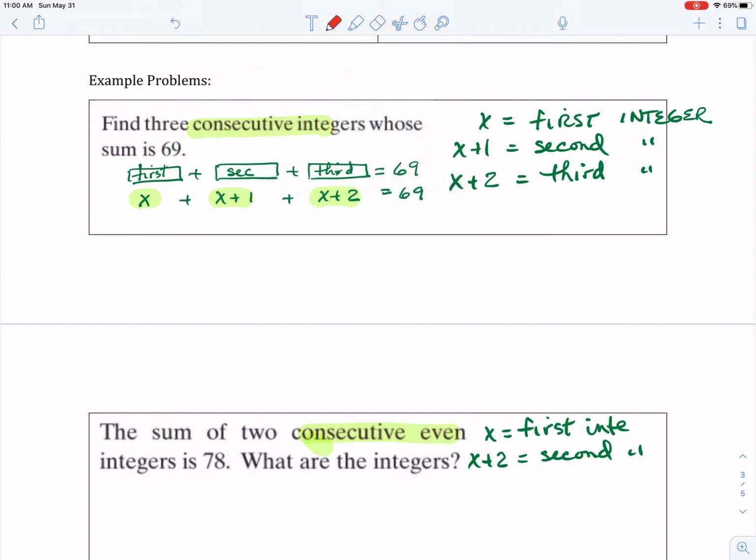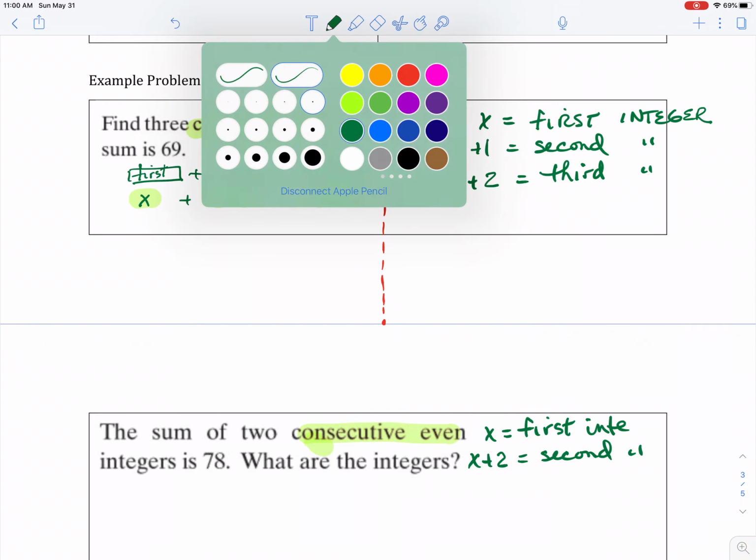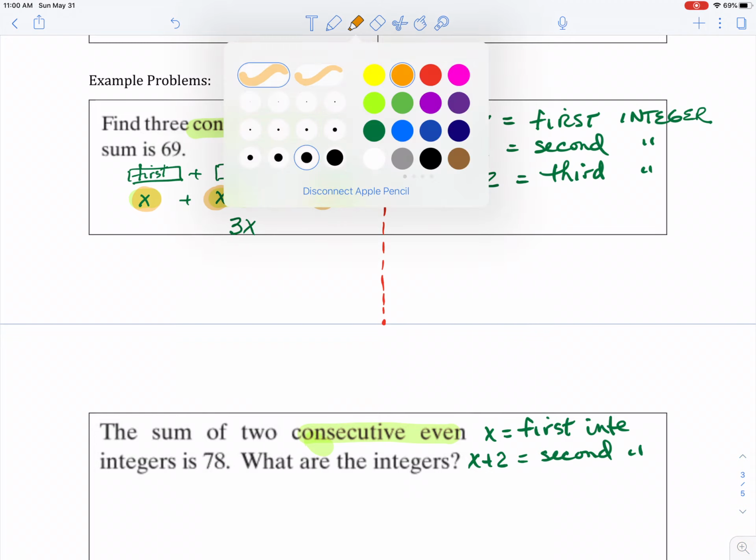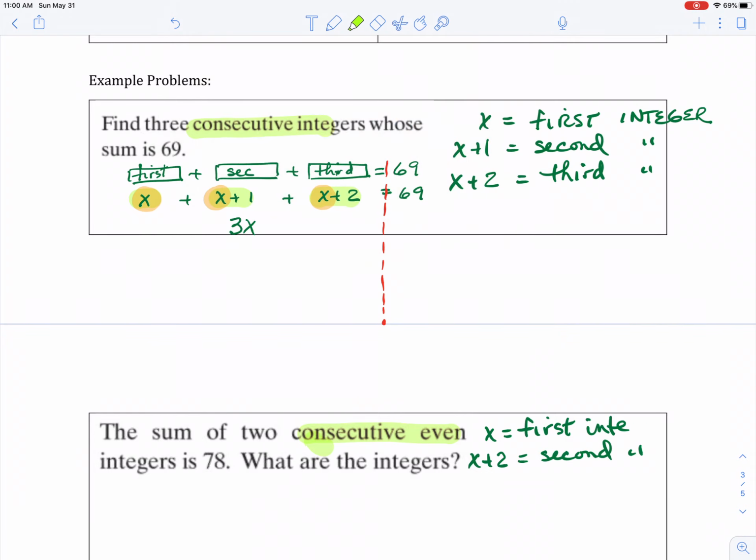All right, again, let me make sure I know where my equals mark is. I'm looking on the left-hand side. I see several things that can be combined. I see some variable terms here that could be combined. So let me do that, x plus x plus x. And then I see some constant terms that can be combined, 1 and 2.